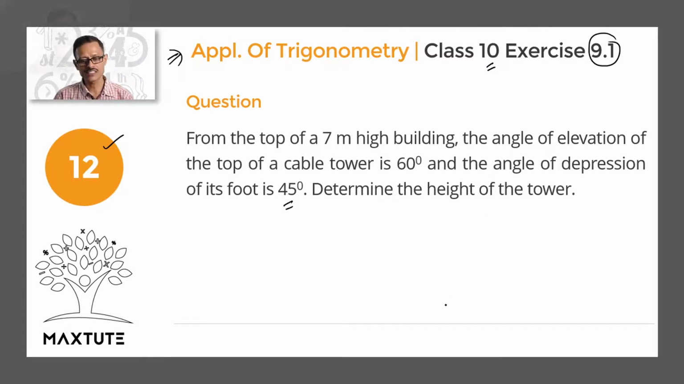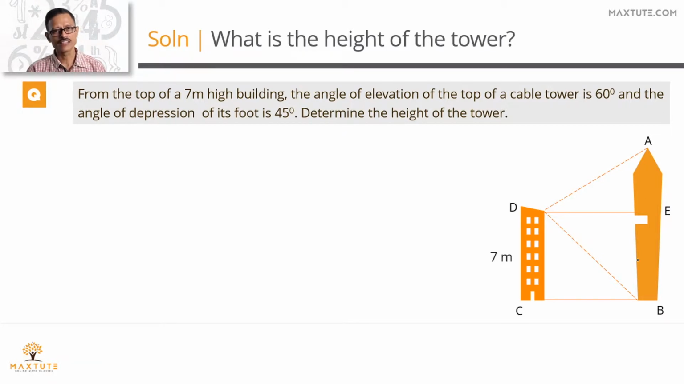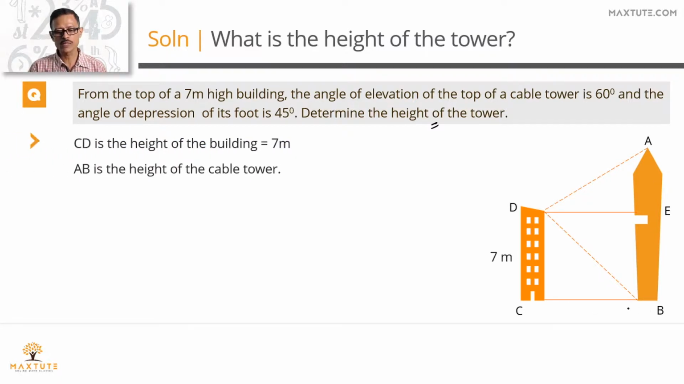Let's get started with the schematic. AB is the tower whose height we are trying to determine. Our objective is to find the height of the tower. CD is a building. From D, the topmost point of the building, is where we are observing the top and the foot of this tower. Let BC be the distance between the building and the tower.